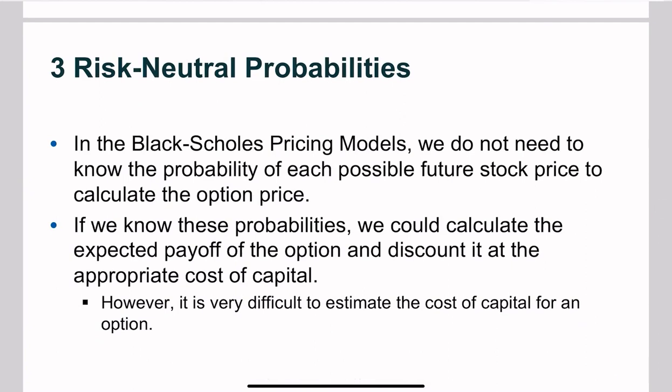We basically talk about two models to value call options, right? We talk about the binomial model, and then we talk about the very famous Black-Scholes model, and now we talk about the risk-neutral probability model. So the motivation works like this.